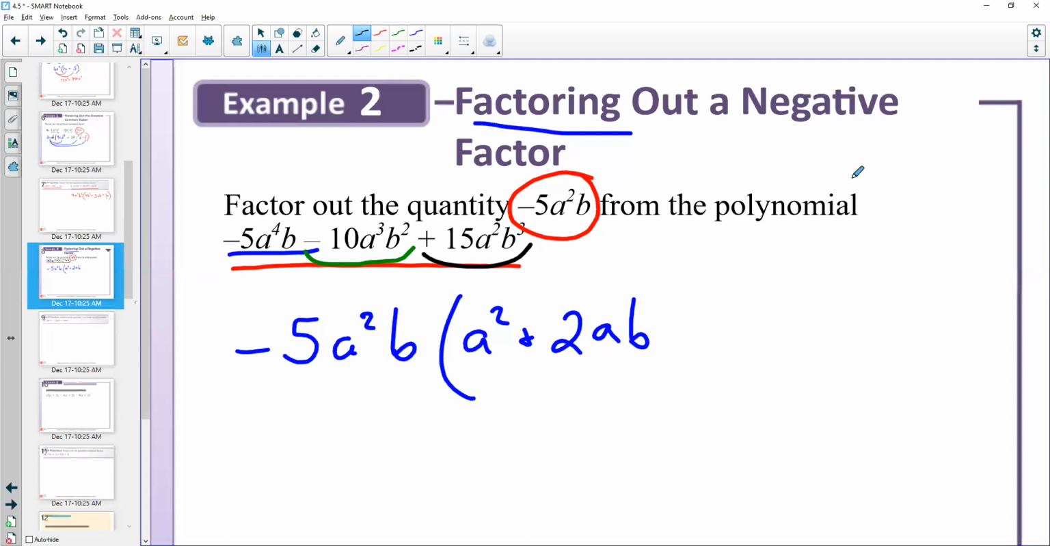So if I took a negative 5 out of a positive 15, and I need to get a positive 15 back, negative 5 times negative 3 would get me positive 15. So I'm going to use a negative 3 here, okay? It's just flipping all the signs. It's positive now, it's negative now. I took out a squared, so I don't need any more a's. I took out b, so there's b squared left, okay?